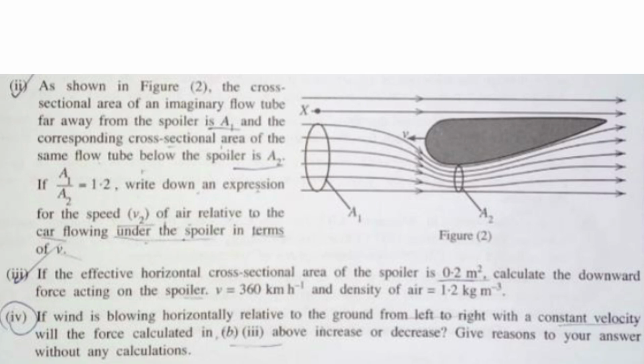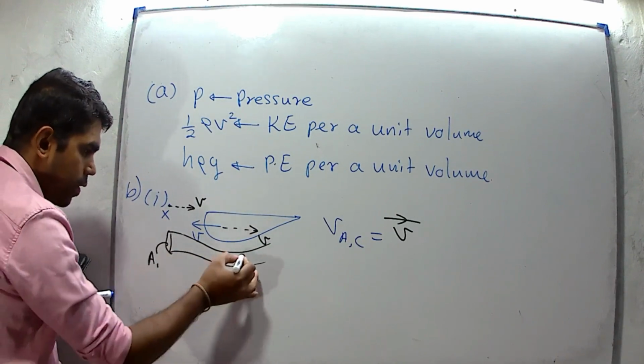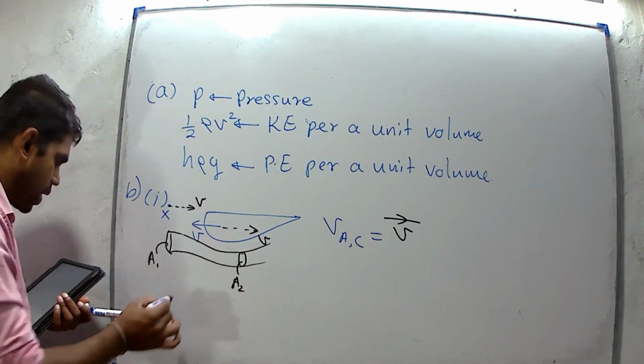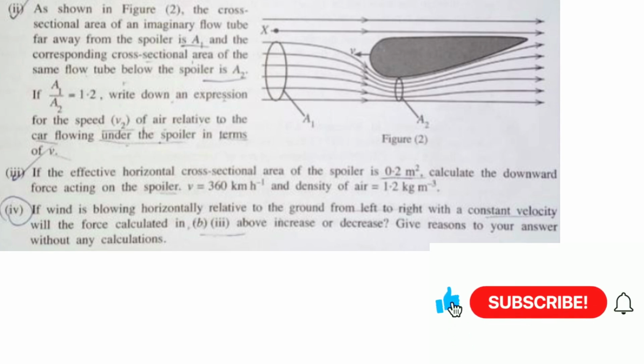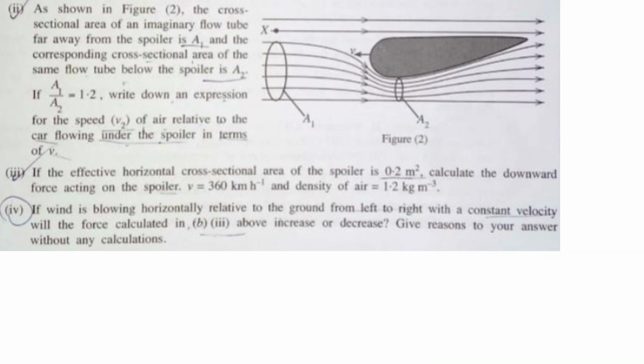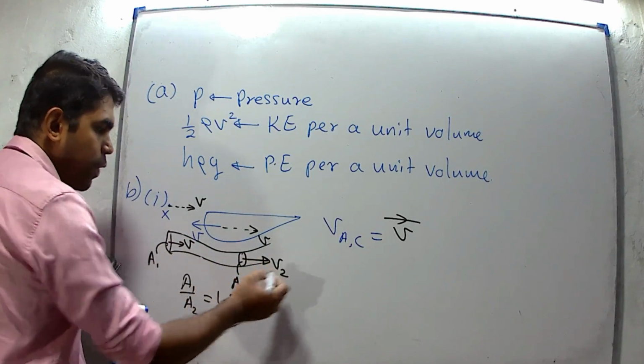Then part 2. As shown in figure 2, the cross-sectional area of an imaginary flow tube away from the spoiler is A1 and the corresponding cross-sectional area of the same flow tube below the spoiler is A2. A1 divided by A2 is 1.2. They have given a flow tube like this. Considering this point, area A1, then this point, area A2, the A1 over A2 ratio is 1.2. Write down an expression for the speed V2 of air relative to the car flowing under the spoiler in terms of V. Now we can consider the velocity at this point is V, and we have to get the velocity at this point, V2.